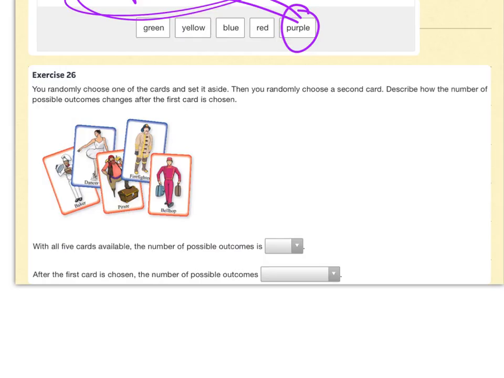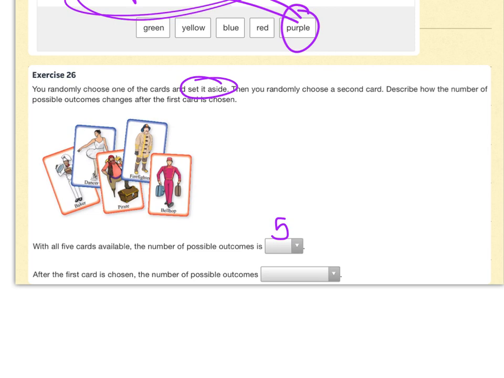And then number 26 says you randomly choose one of the cards and set it aside. You then randomly choose a second card. Describe how the number of possible outcomes changes after the first card is chosen. The interesting thing here is that when it says that you draw one of the cards, you set it aside. That means it's no longer there. So with all 5 cards available, the number of outcomes is 5.